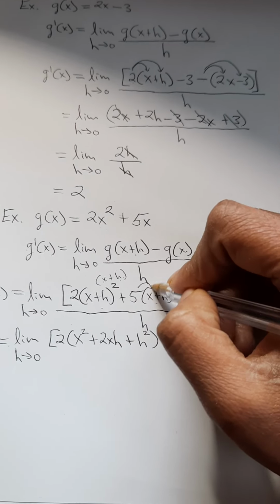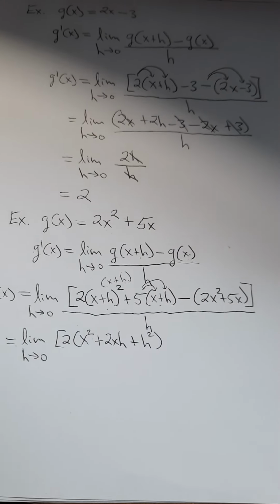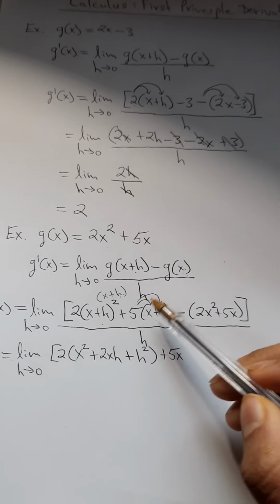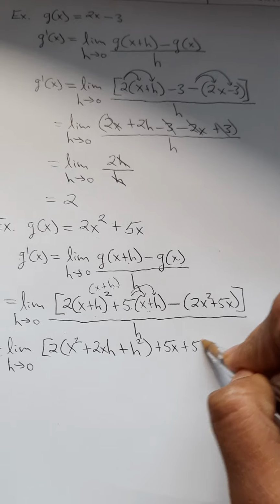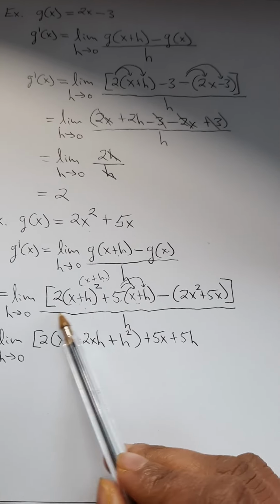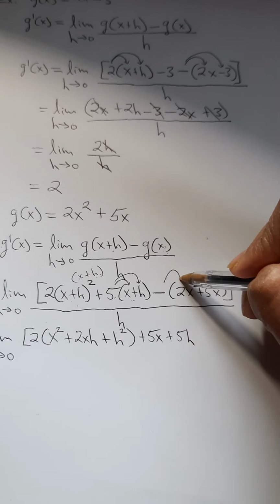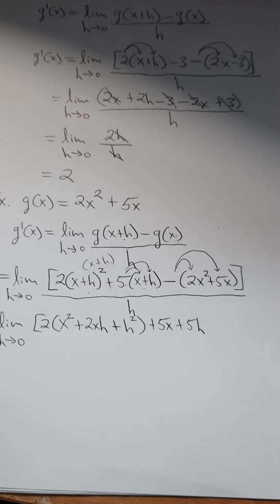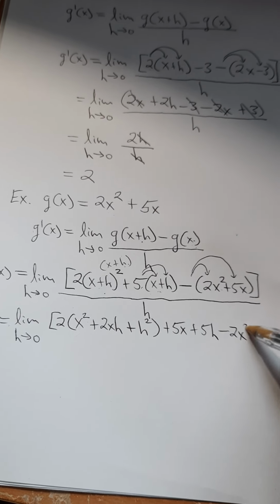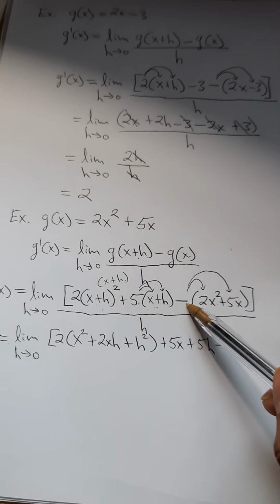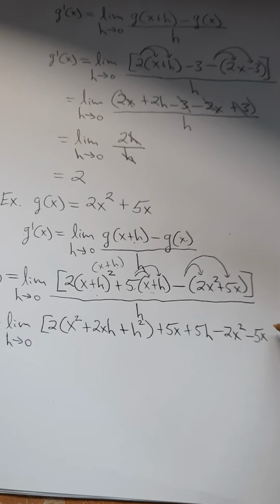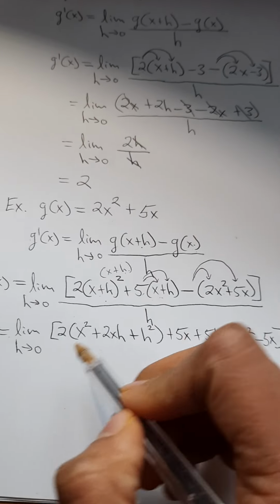Okay, we're going to go to the next term here. We're opening up the 5 and the x plus h, so 5 times x is 5x. And then you're doing 5 times h, so plus 5h. So what we expanded out here is just this first part. And then you're going to expand out this negative sign as well. So this becomes negative 1 times 2, negative 2x squared. This is negative 1 times 5, so negative 5x. Okay, and now you can close the brackets here.